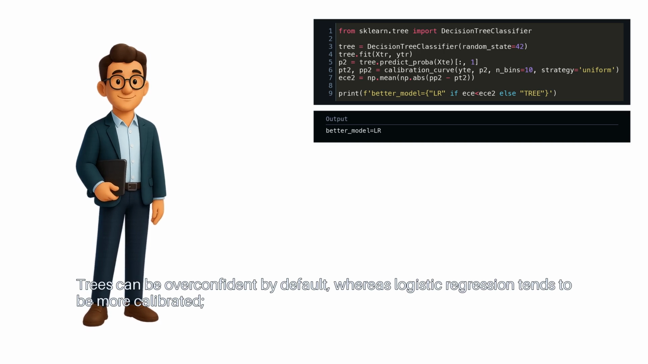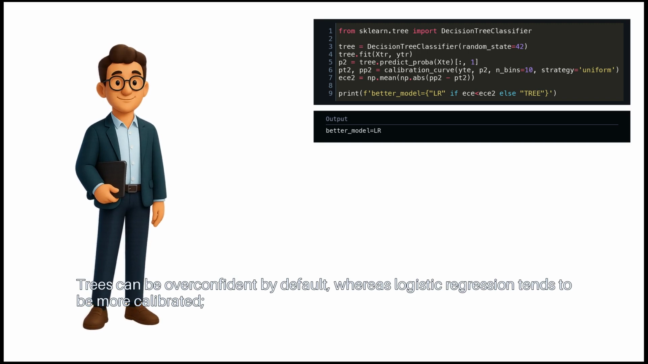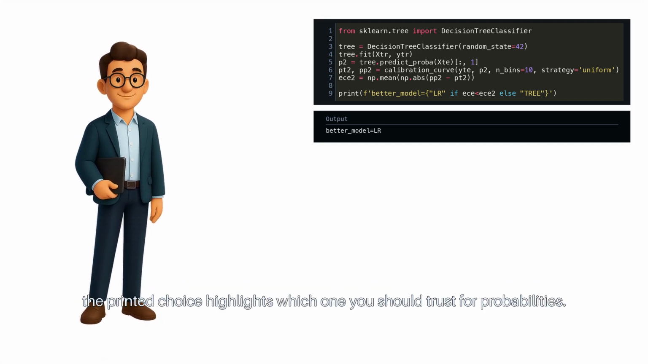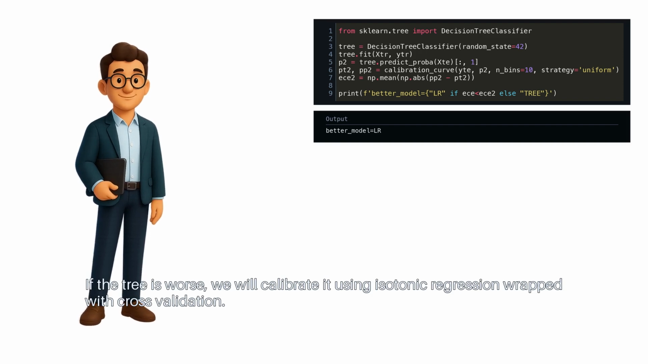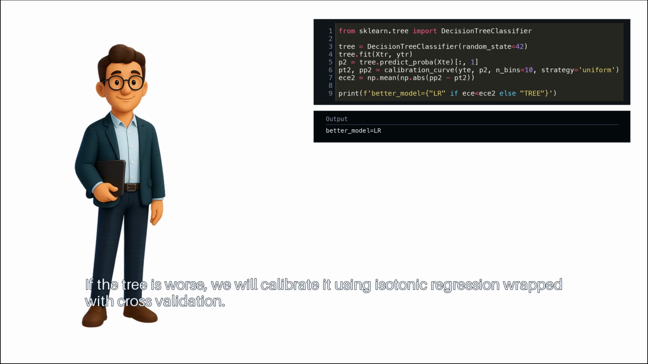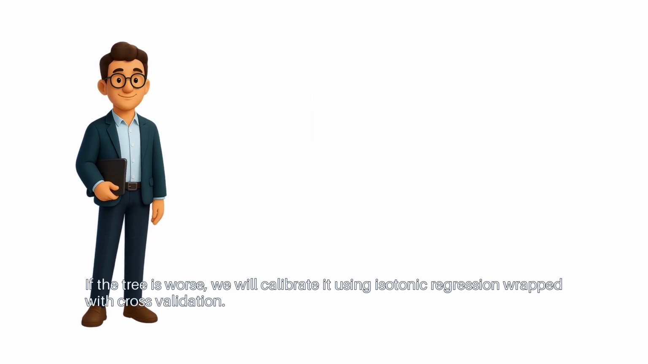Trees can be overconfident by default, whereas logistic regression tends to be more calibrated. The printed choice highlights which one you should trust for probabilities. If the tree is worse, we will calibrate it using isotonic regression wrapped with cross-validation.